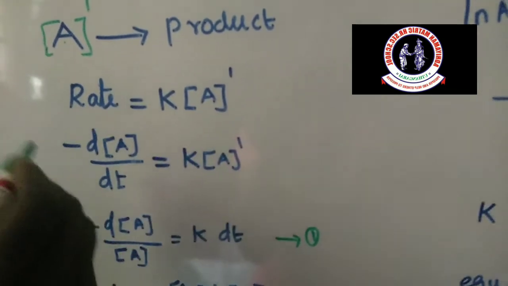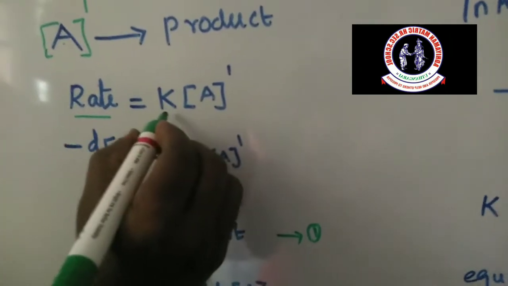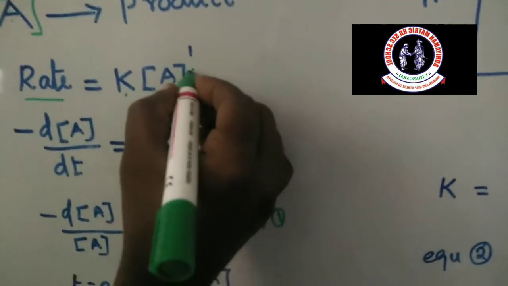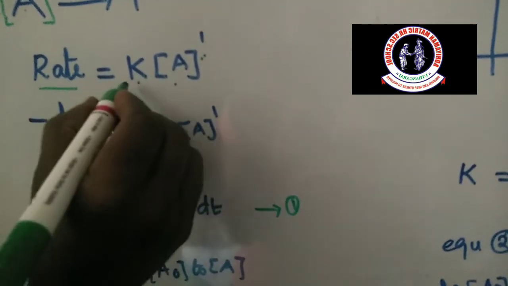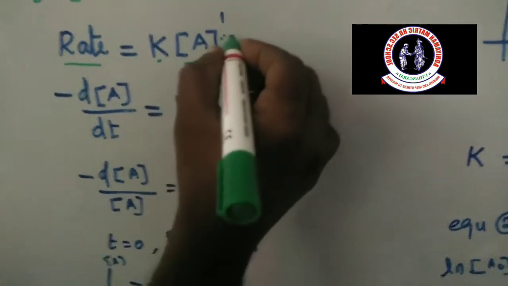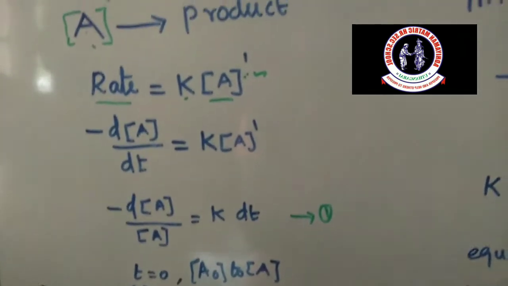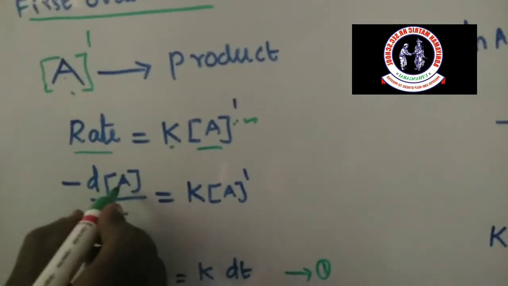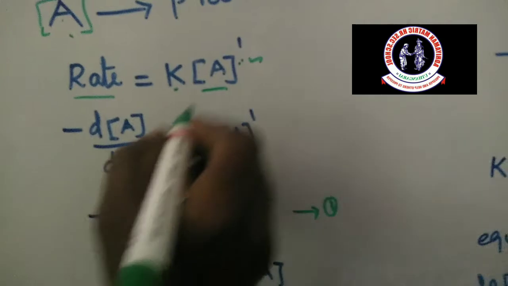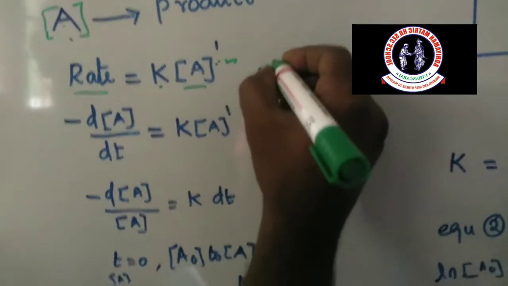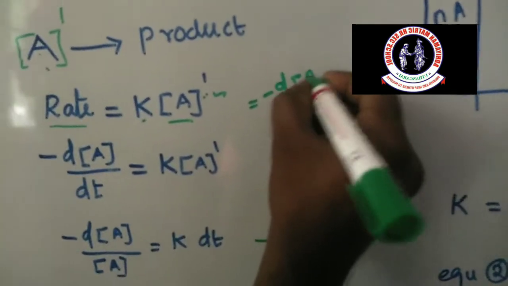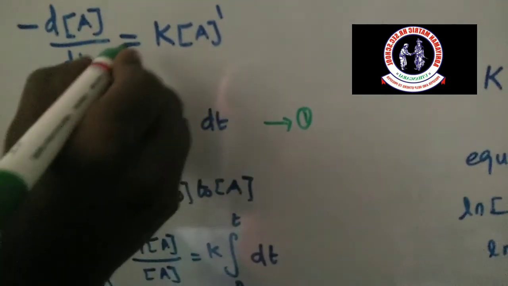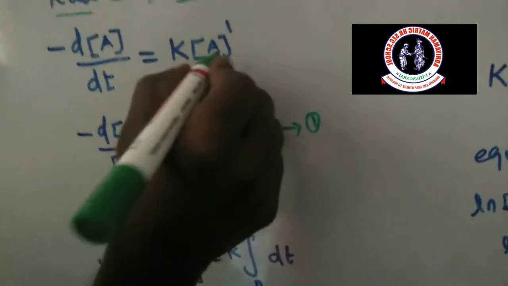How to write the rate law? We already know that rate is equal to the product of the rate constant and the initial concentration of the reactant. So rate is equal to K into the initial concentration of A. Now we determine minus d[A] divided by dt. We already know that rate is equal to the change in the concentration of reactant by the time taken. So minus d[A] divided by dt is equal to K into the concentration of A.